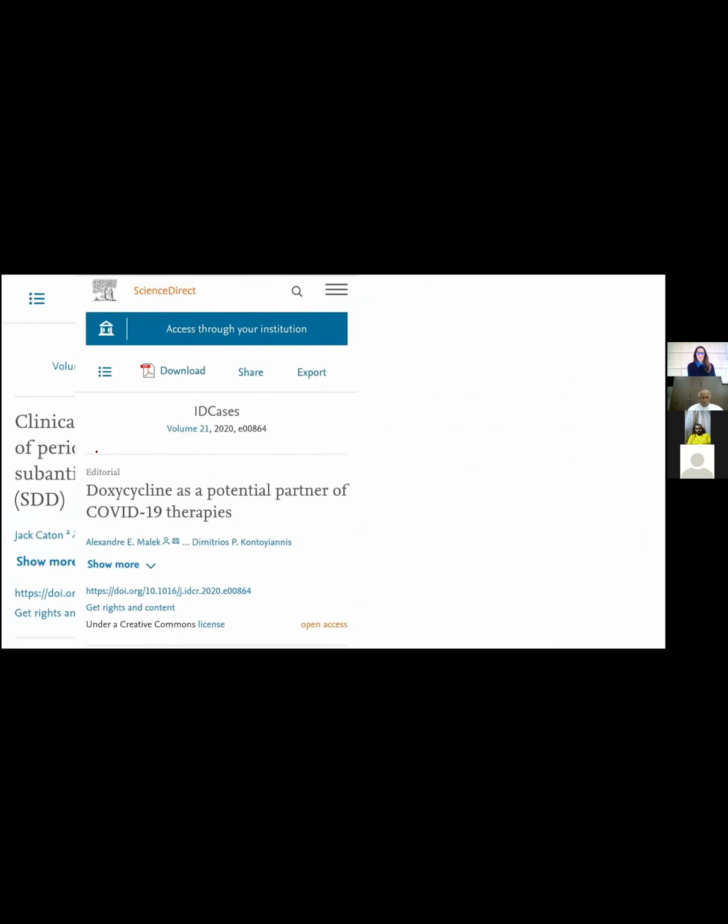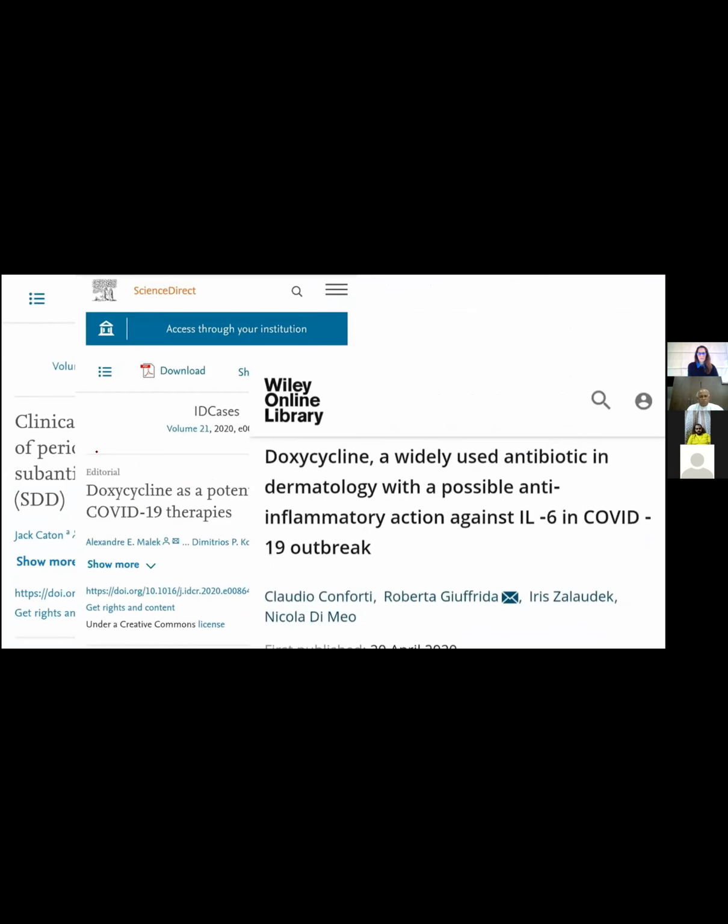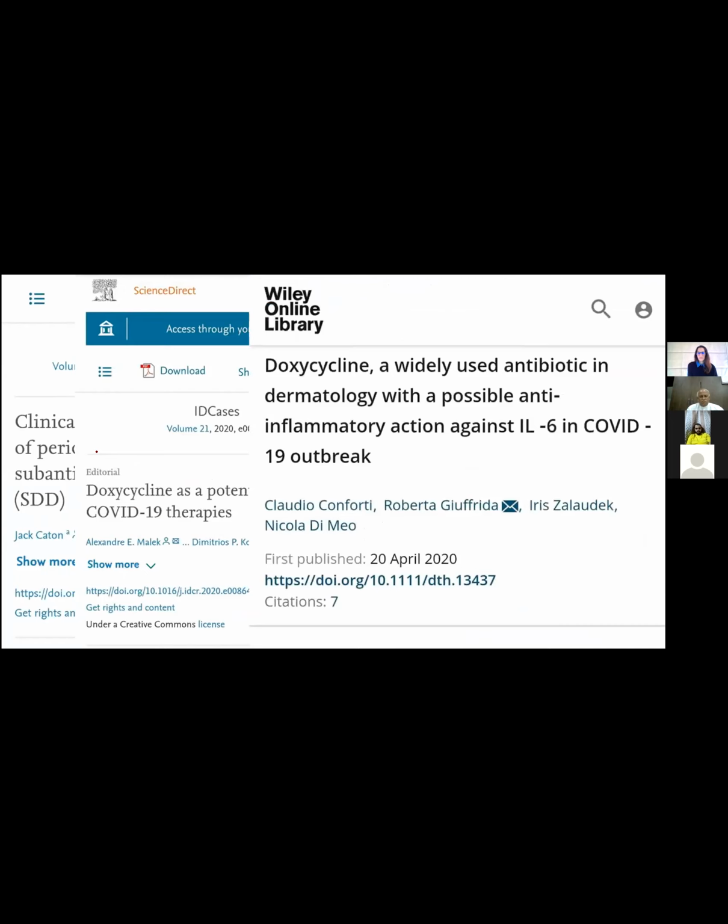Somebody has hypothesized doxycycline as a potential partner of COVID-19 therapies. Doxycycline, a widely used antibiotic in dermatology, with a possible anti-inflammatory action against interleukin 6 in COVID-19. And it is not just a hypothesis right now. They have already been using doxycycline, but in combination with ivermectin.